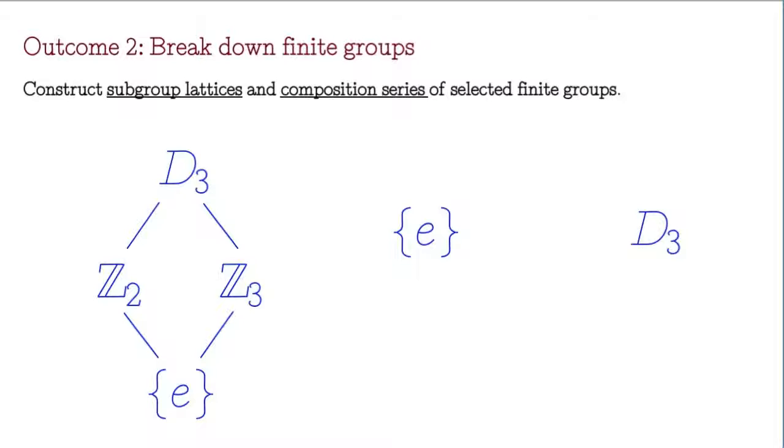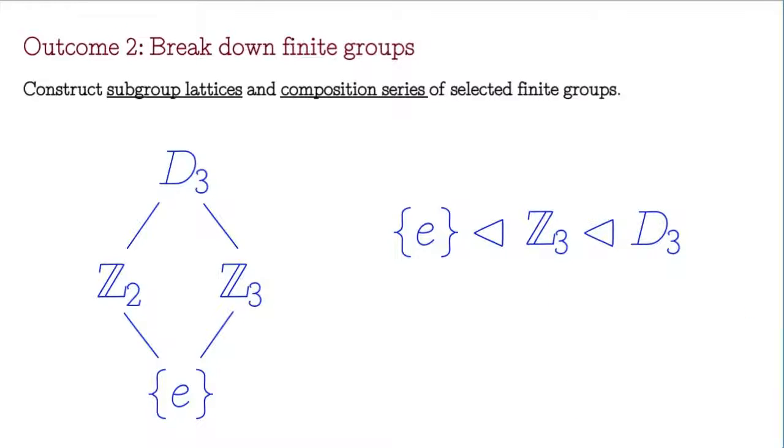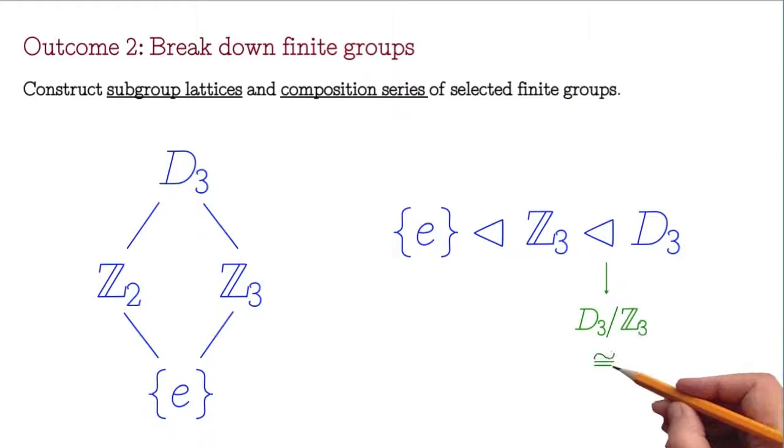Inside of D3 there is a unique normal subgroup that's not the trivial subgroup, and that is a Z3, which is a normal subgroup of D3, and likewise, the subgroup of Z3 is going to be the trivial group itself. So here we have a series of normal subgroup inclusions that makes a composition series. And what makes it a composition series is that when we take the quotient of each of these normal subgroups, we get something that's abelian.